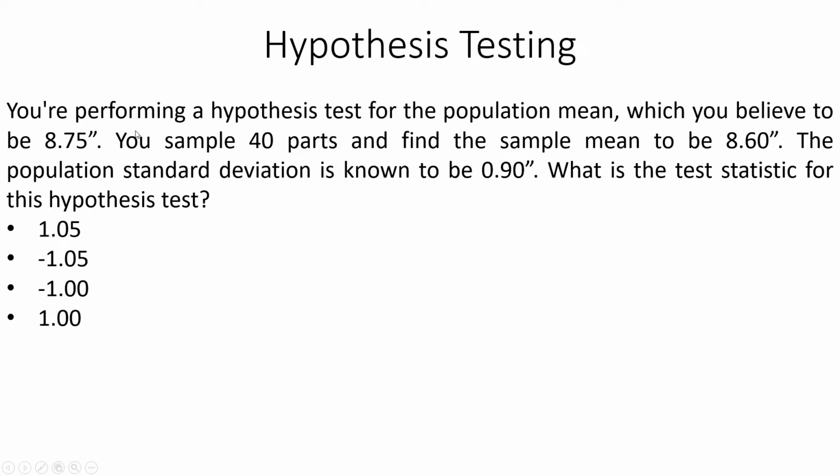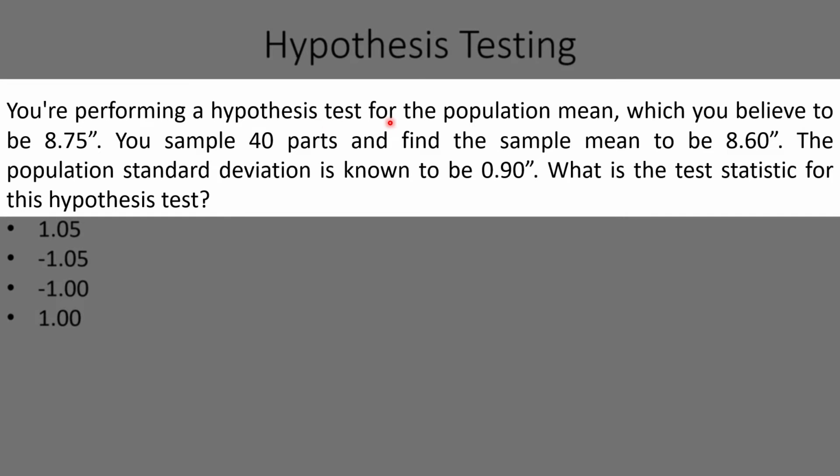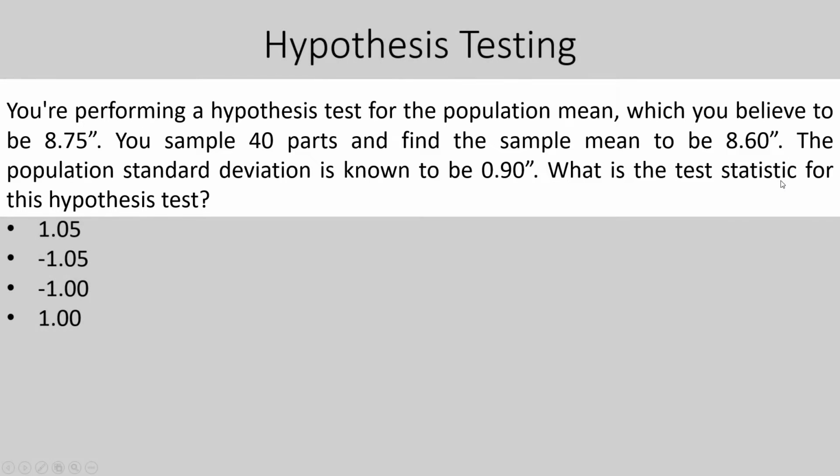Let me give you a sample problem. You've performed a hypothesis test for the population mean value, which you believe to be 8.75 inches. Maybe that's the historical value. And you sample 40 parts, and what you find is that the mean value of that sample is 8.60 inches. The population standard deviation is known to be 0.90 inches. What is the test statistic for this hypothesis test?